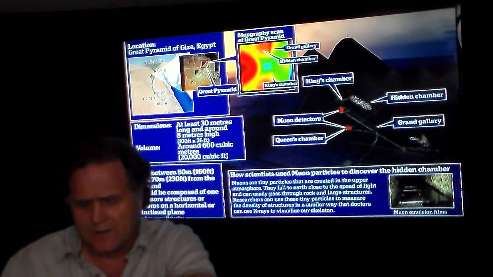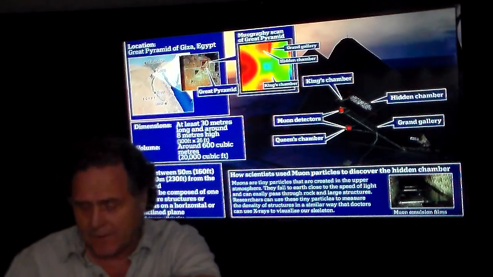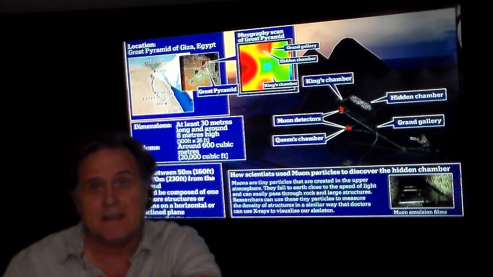Anyways, long story short, my point is, I'm going to keep saying it. This is a lens. These pyramids are lenses. Right? Here's the guys from Scan.